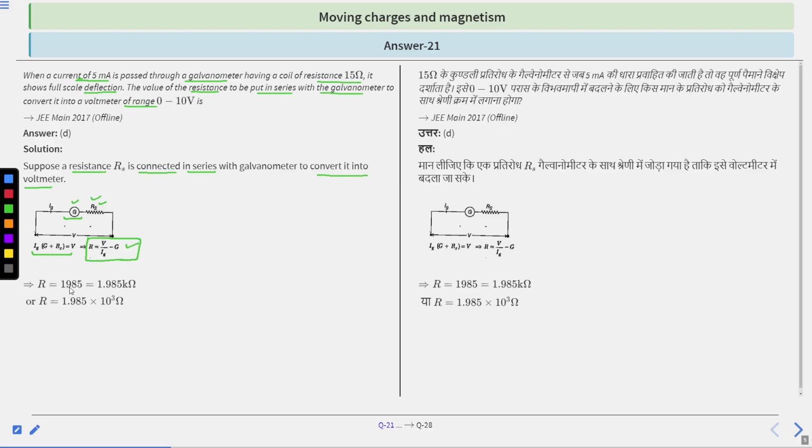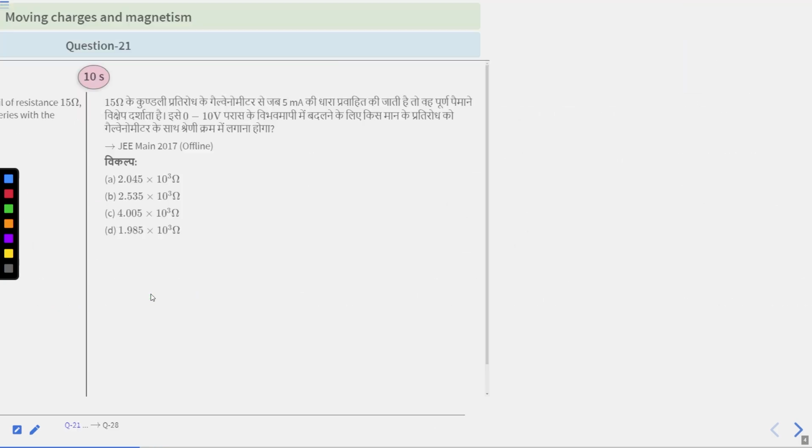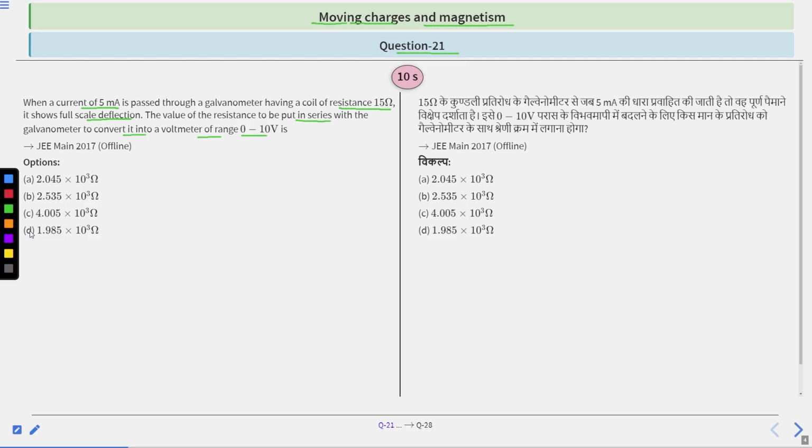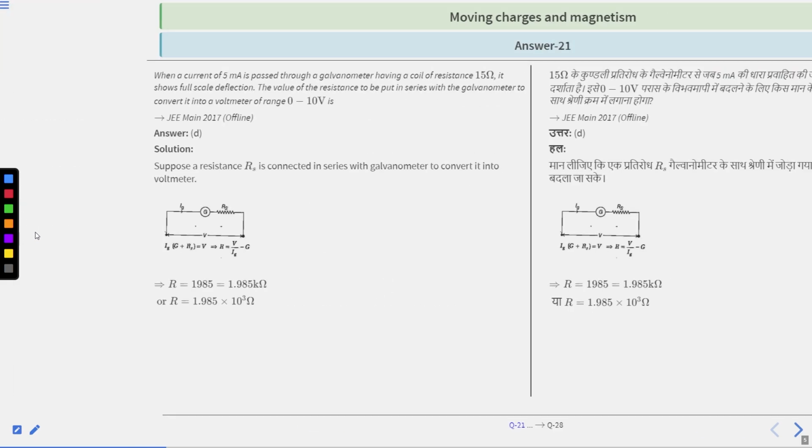So the resistance is 1.985 kilo ohm. So 1.985 into 10 cube ohm is the resistance to be put in series with the galvanometer to convert it into a voltmeter. So this is the required resistance. Clear? So the correct answer is D. D is correct. Clear? Next question.